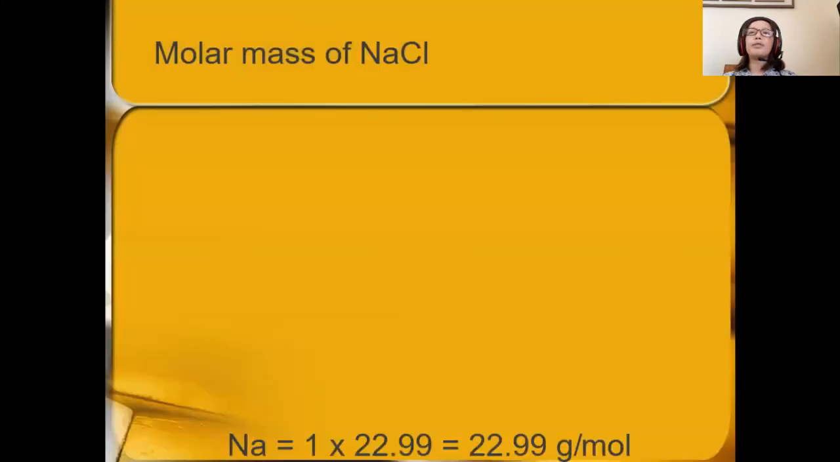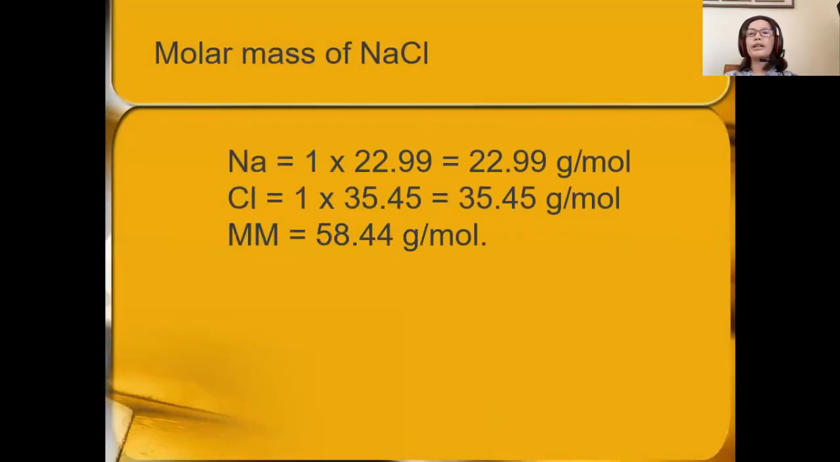Say, for example, for sodium chloride. In the chemical formula of sodium chloride, you have 1 sodium and 1 chlorine. And you multiply this ratio to the atomic weight of each element, and we have 22.99 and 35.45. So getting the sum of the mass of the elements will give 58.44 grams per mole. So that is the molar mass for sodium chloride. Okay.